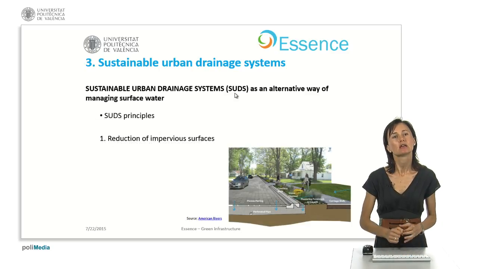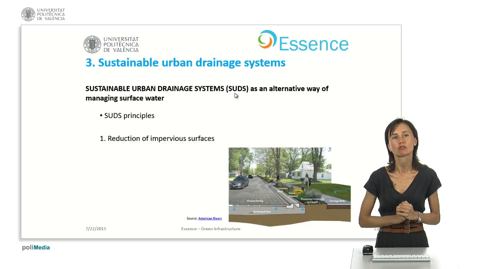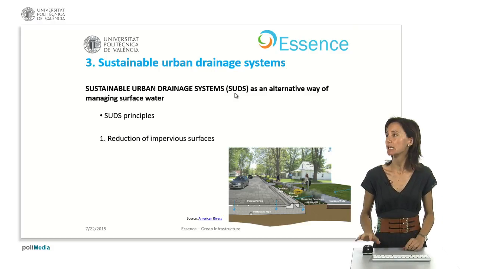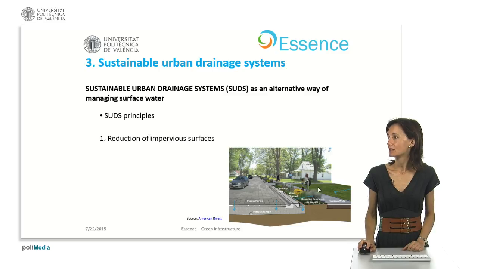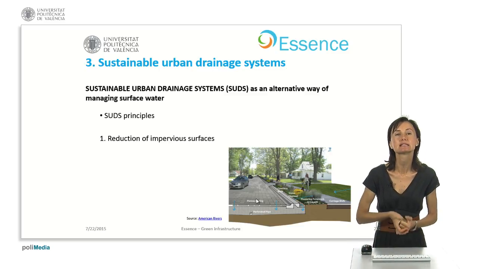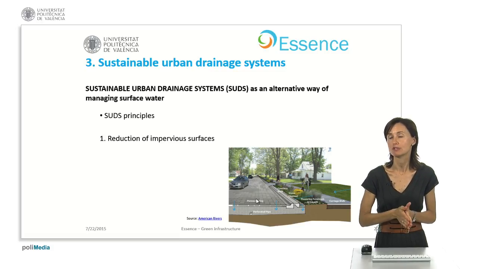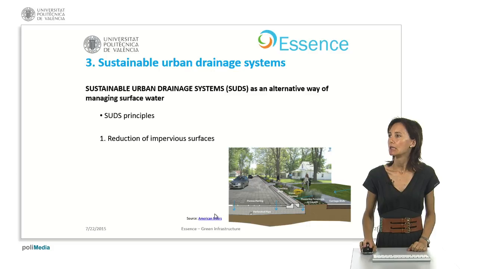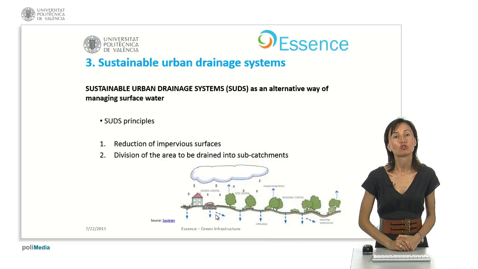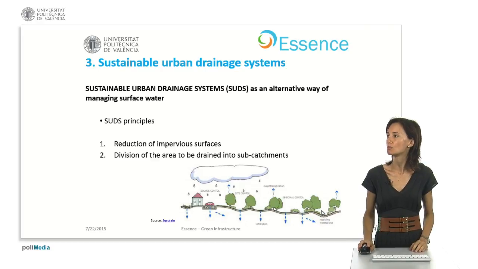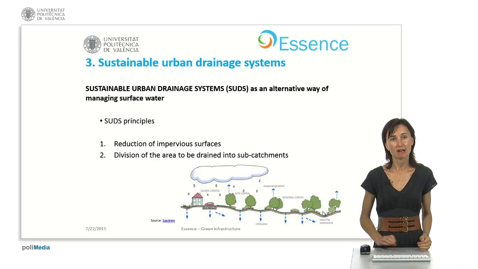What are their main principles? Well, first, the reduction of impervious surfaces by using mainly vegetated surfaces, but also artificial elements like permeable surfaces, permeable pavements. Second, the division of the area to be drained into several subcatchments with different drainage characteristics and land use.